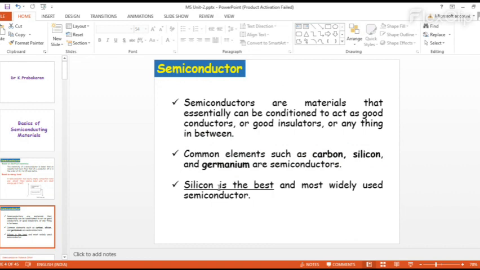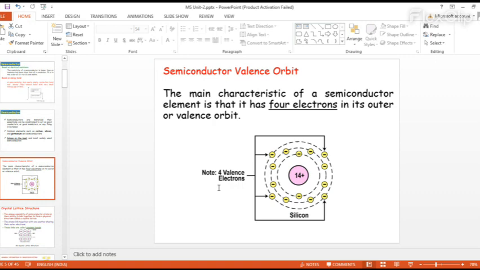Semiconductors can essentially be conditioned to act as a good conductor or a good insulator or anything in between, depending upon the physical conditions. The semiconductors can behave like an insulator or a conductor. The common elements such as carbon, silicon, and germanium are semiconductors. Silicon is the best and most commonly used semiconducting material to date.